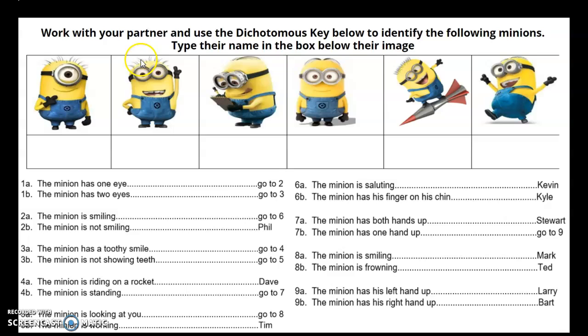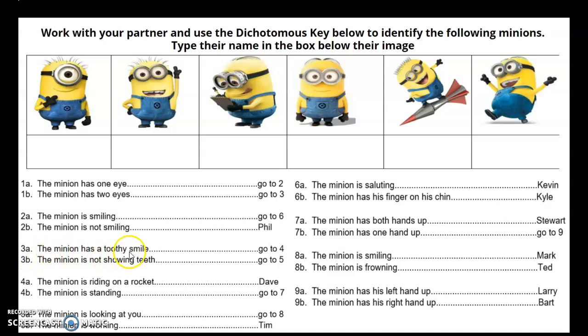Okay, let's look over to the second one. And again, I start back at number 1. I have my two choices for number 1. So does the minion have one eye or the minion has two eyes? Well, for this second minion, he has 2 eyes. So I look over to the right, and it tells me to go to number 3. So I skip number 2. I don't need that. My instructions were to go to number 3. So I go to 3.